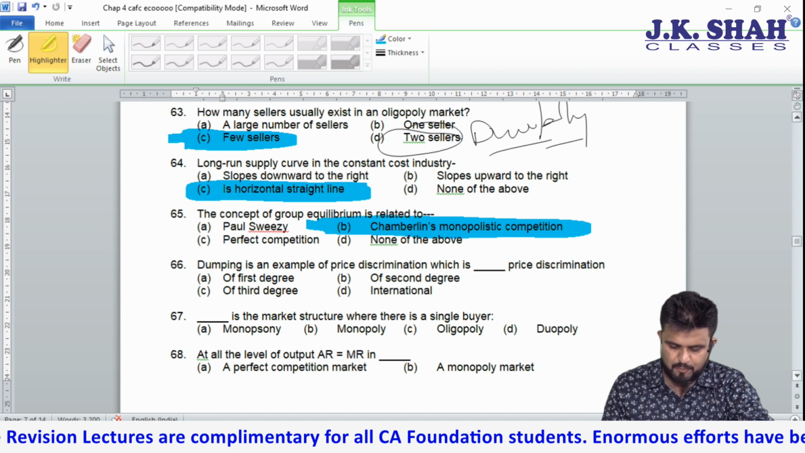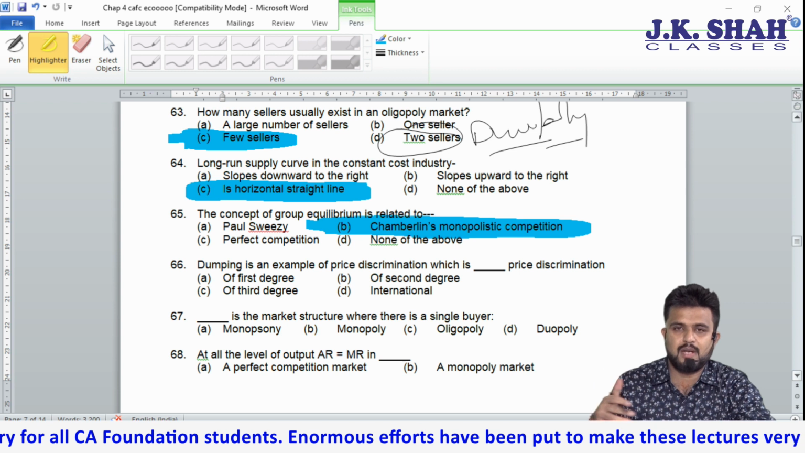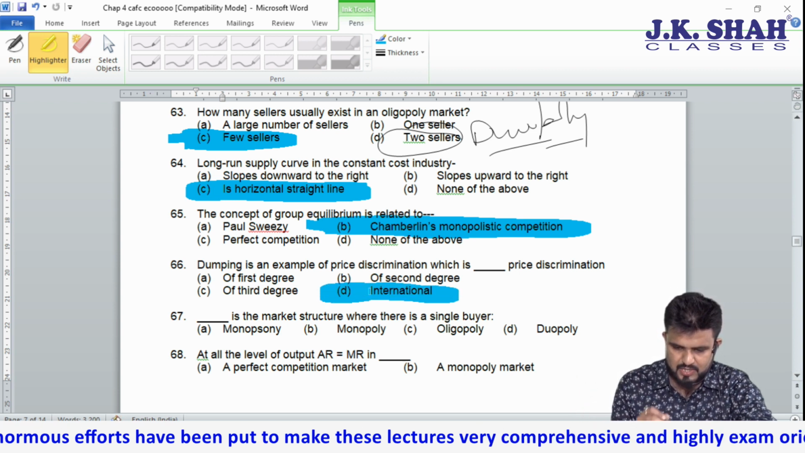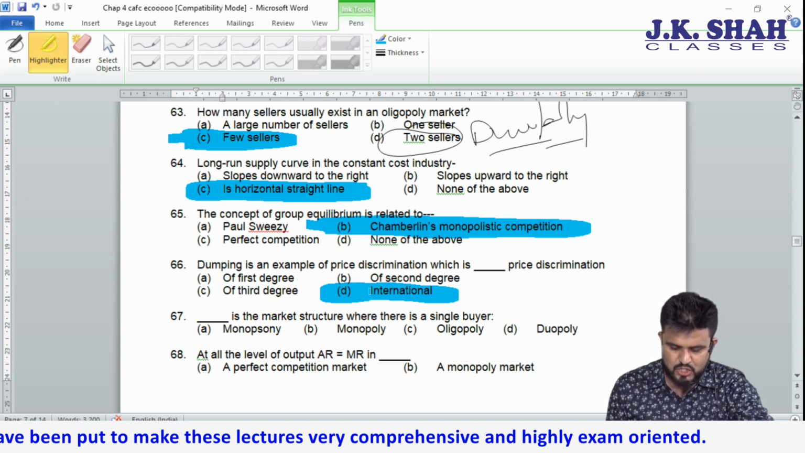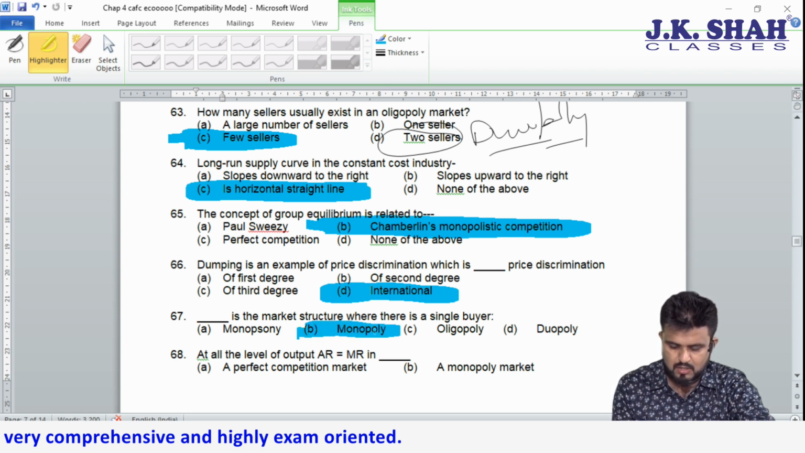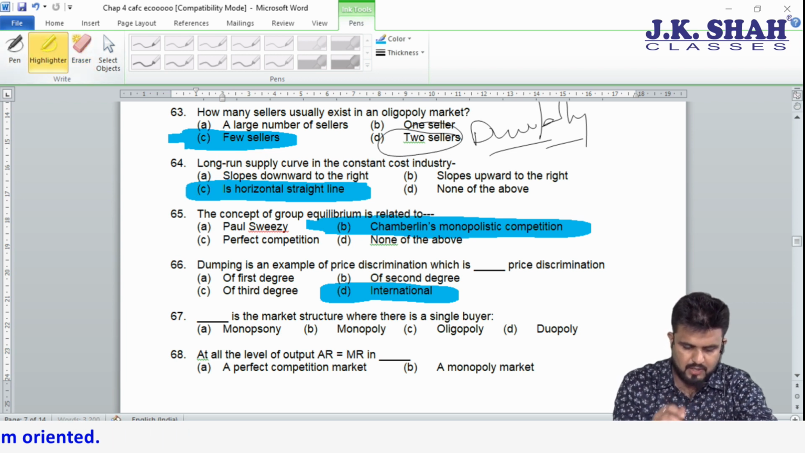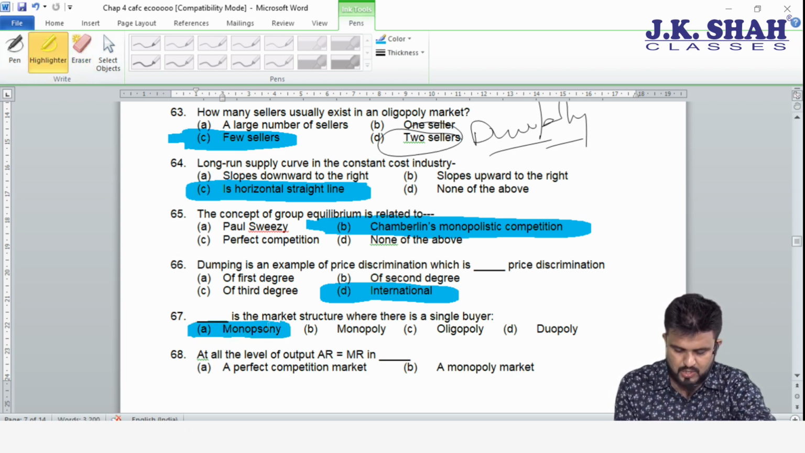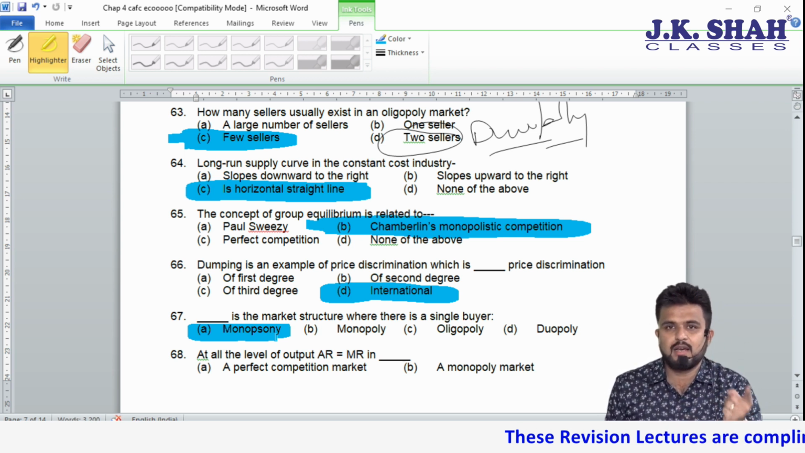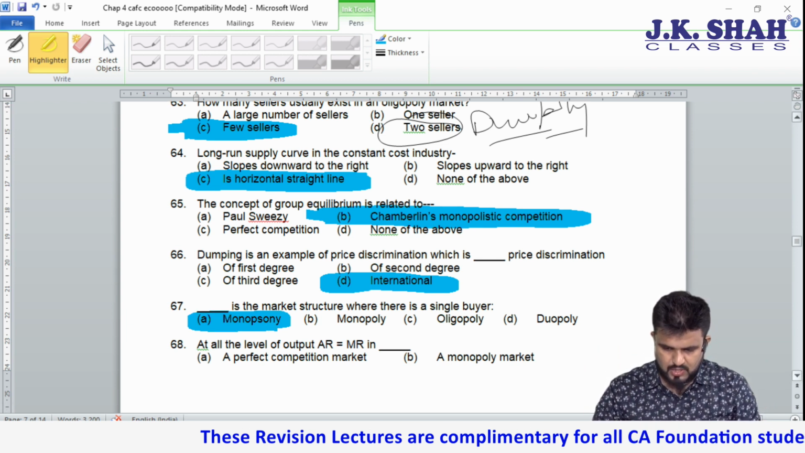Dumping is an example of price discrimination, which is dash price discrimination. Dumping is normally done by world countries. I will say it is international price discrimination. Next, a market where there is a single buyer, very simple. They have told it is monopsony. Single seller is monopoly, single buyer is monopsony. So the answer is monopsony.